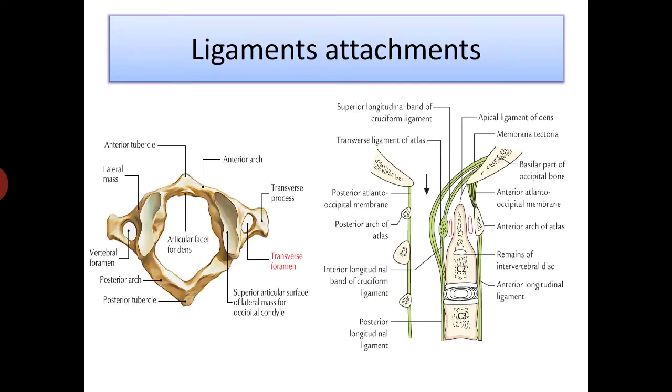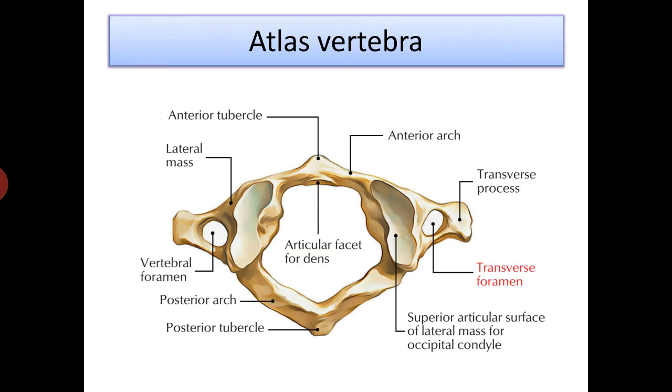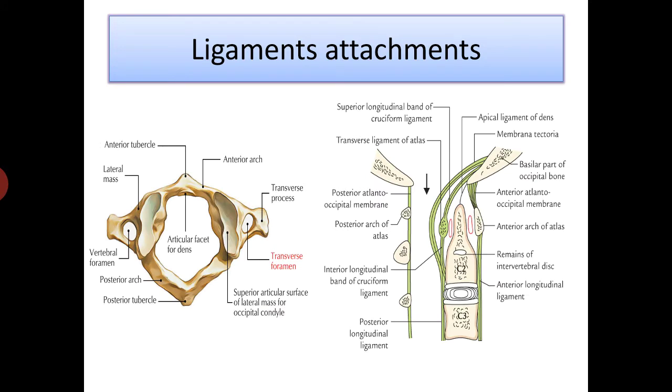Now, what is the attachment of the atlas vertebra? You clearly see it has the anterior arch, this anterior tubercle, posterior arch and the posterior tubercle. Then it has the lateral mass, which bears two facets, superior and inferior facet. Okay, and then the transverse process and the transverse foramen. Now the attachment of the atlas.